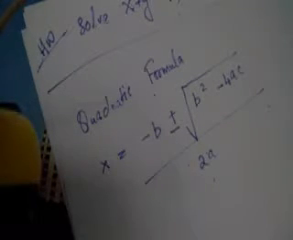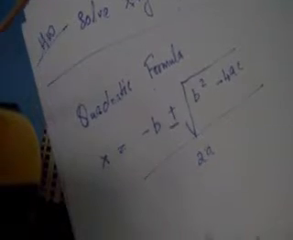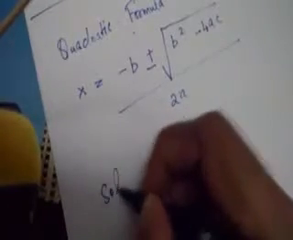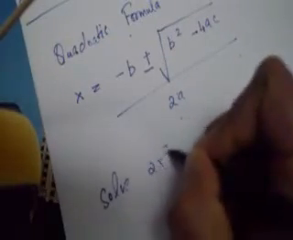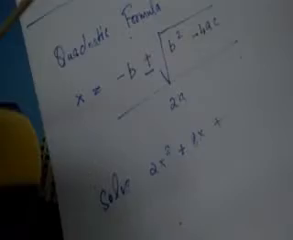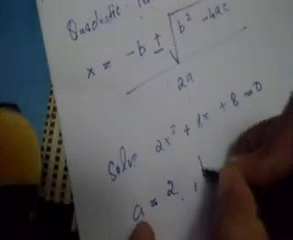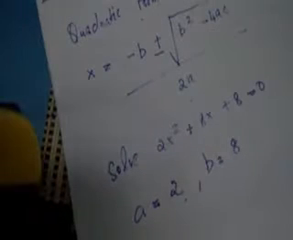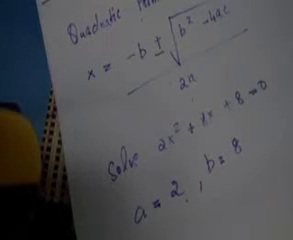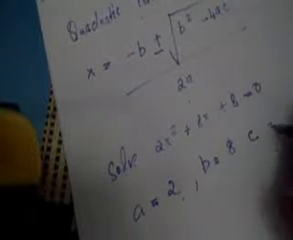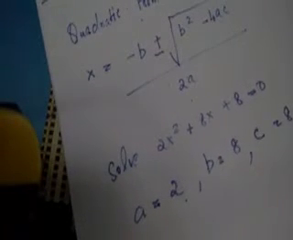Now we'll go on to a question directly. You can write: solve 2x square plus 8x plus 8 is equal to 0. So here what is a? A is 2. What will b be? B is 8. And what is c? C is equal to 8.